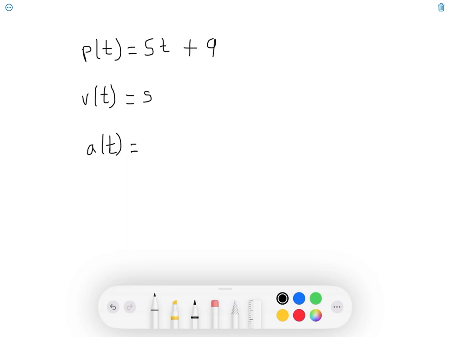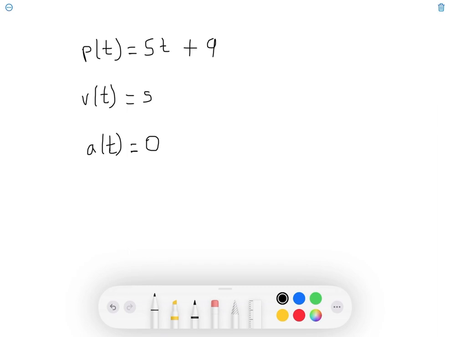Now you'll notice that v of t is a constant 5, which means that for any time t, regardless of what time that is, the velocity of this object will always be 5. And since there's no change in velocity at all, that means our acceleration will be 0.